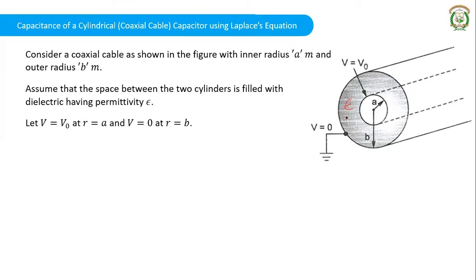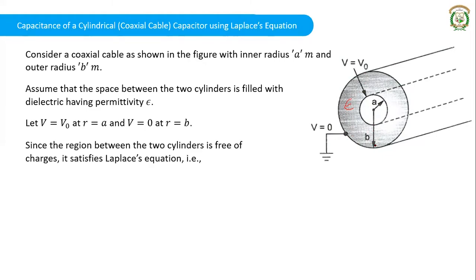Then we will also assume that the potential at the outer cylinder, that is at R equal to B, the radius of the outer cylinder, is zero. That is why R is equal to B. On that particular surface, the potential is zero, that is, it is grounded. V is equal to zero, and the inner cylinder, meaning R is equal to A, is at a potential V naught. So this is our assumption: V is equal to V naught at R is equal to A, and V is equal to zero at R is equal to B, as shown in this figure.